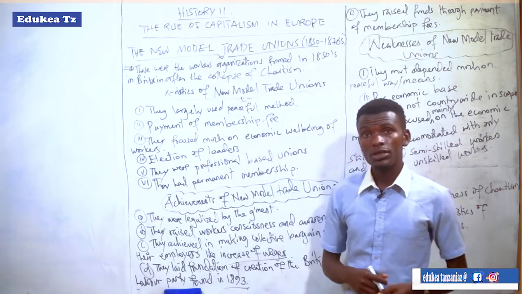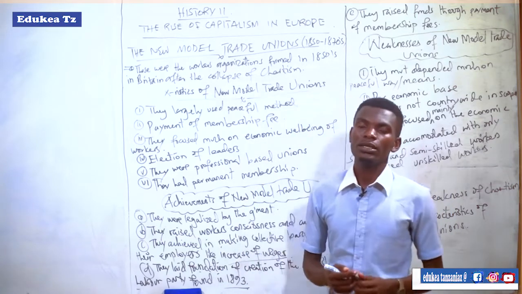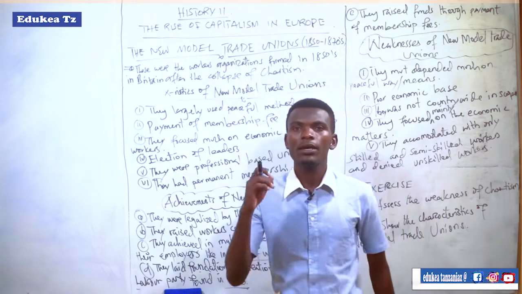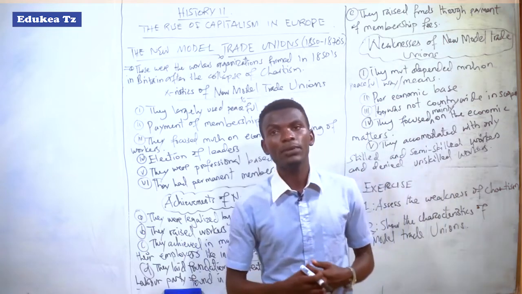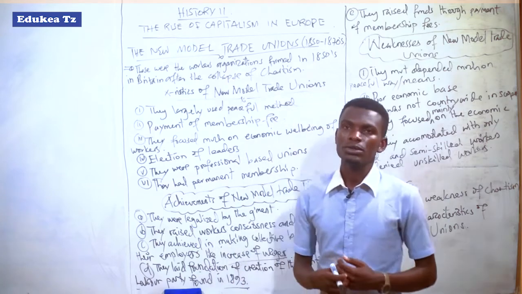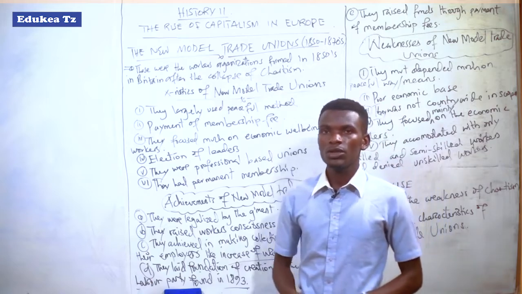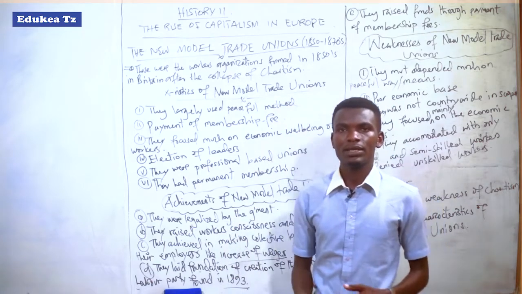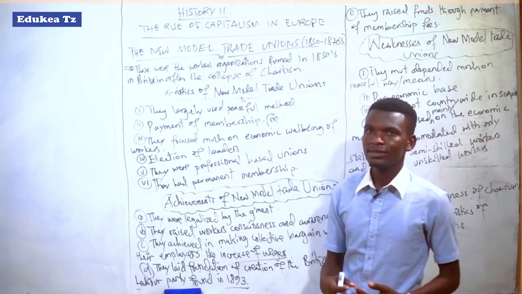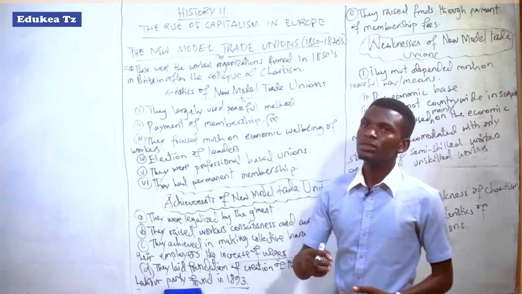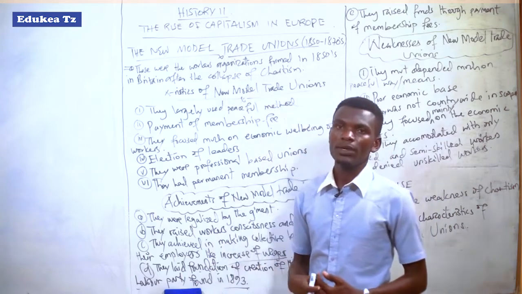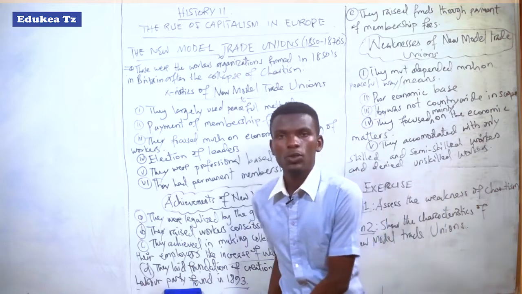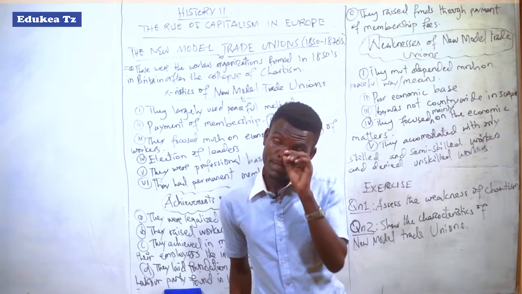Another characteristic was the payment of a membership fee. In order to join and be registered and certified in this organization, a member was supposed to pay the membership fee. Every member of the new model trade unions had to pay the fee, which contributed to raising funds that assisted in running the organization's activities, like publication of various writings such as the constitution and laws, and transportation of union members to attend meetings. So you can see how the new model trade unions were different from the former workers' movements.